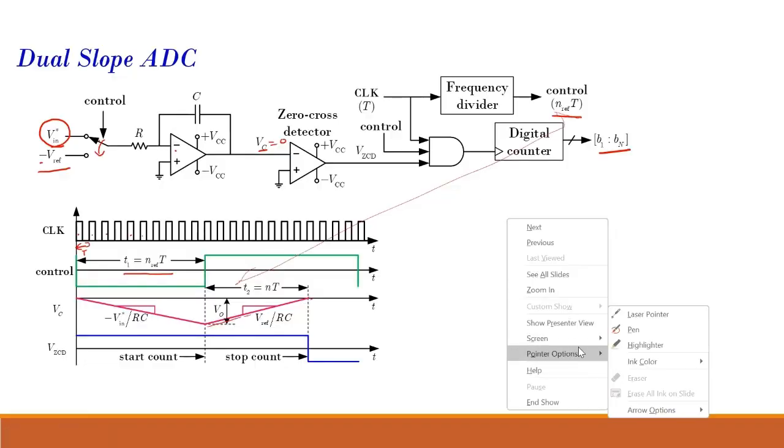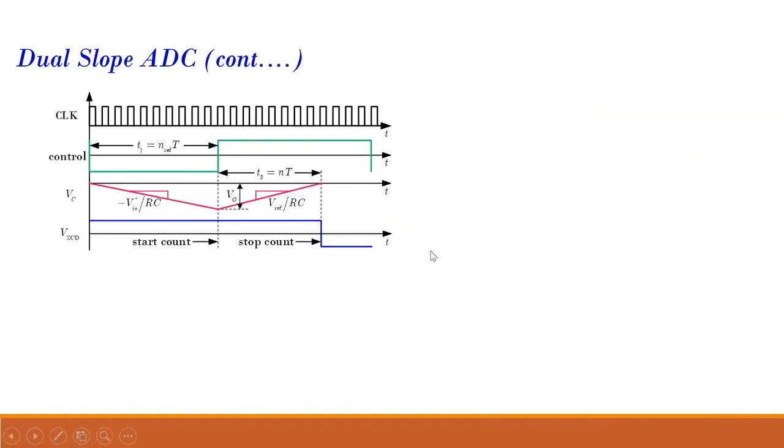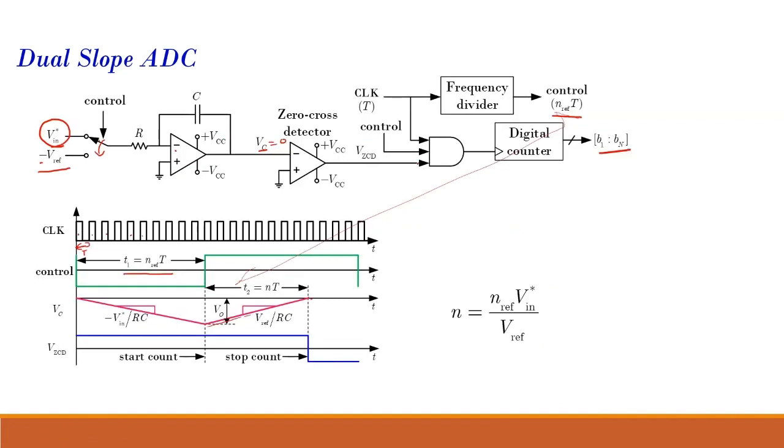Sir, actually, instead of this Vin and minus Vref, why can't we write this Vin to be minus and Vref to be positive? I think this output of the integrator will become negative, is it, sir?